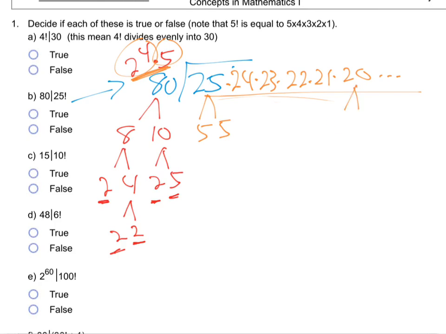And come on down to 20. There's another 5. 4 times 5. There's another 5. I've already got 3. Oh, I only needed 1 5. What am I doing? I already got plenty of 5s. I don't need any more 5s. Anyway, I need some 2s, though.